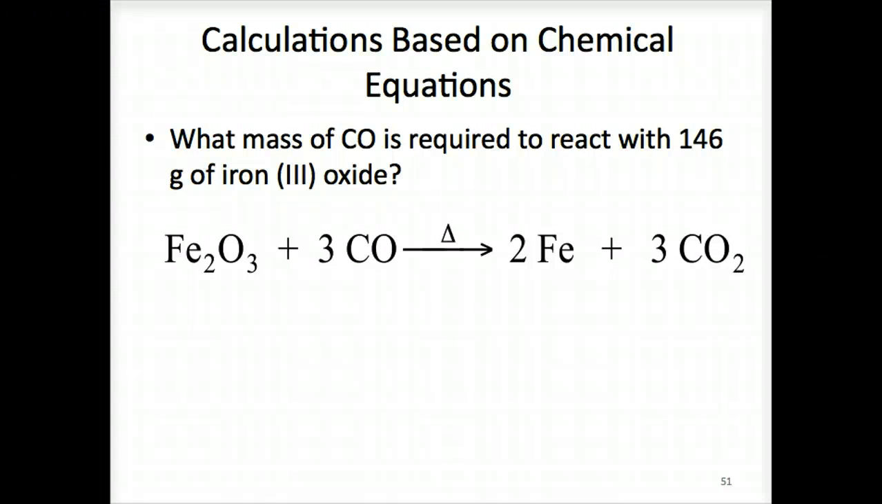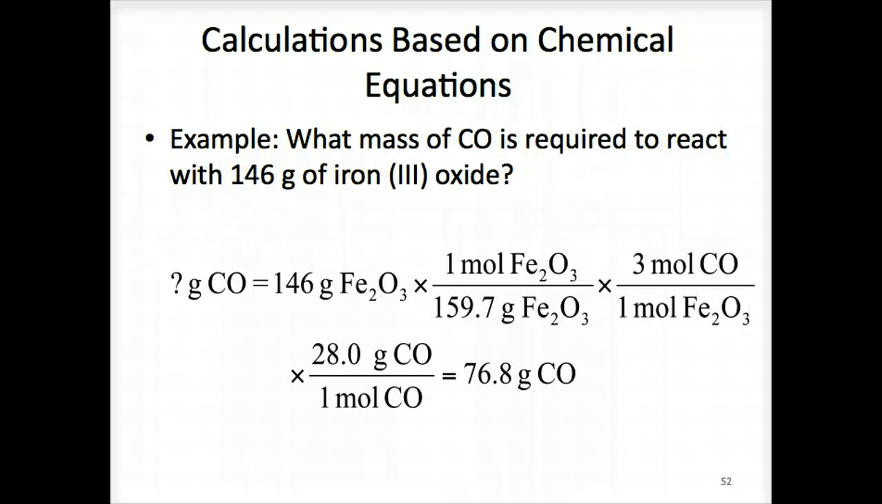Finally, what mass of carbon monoxide is required to react with 146 grams of iron(III) oxide? You should be able to do this one as well. It might take some more practice, but I have high hopes that you will understand most of these problems. Here it is worked out to give you the 76.8 grams of carbon monoxide. I know that was fast. There's lots of other review in the work for this week, so don't get discouraged if the math seems kind of hard for you. Keep practicing.